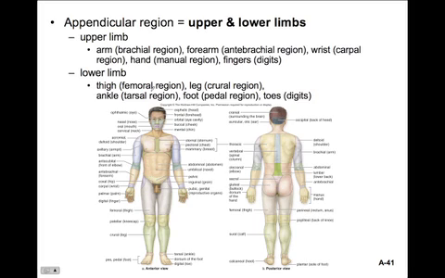In the lower limb, we have corresponding regions. The femoral region of the thigh. The leg is known as the crural region. This is just the lower leg. The ankle is the tarsal region. The foot, the pedal region. And again, the toes are the digits. So this is just an introduction to some of the terminology that we use to describe various body regions.